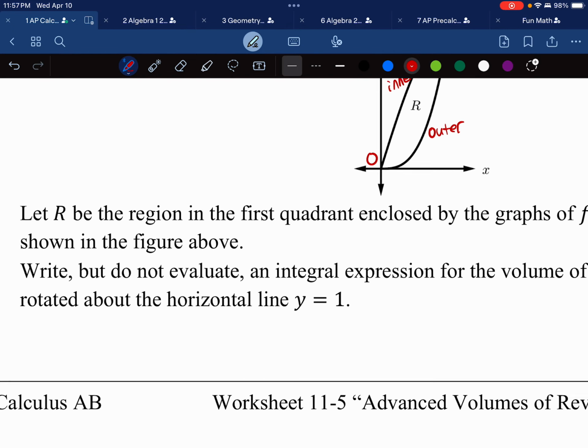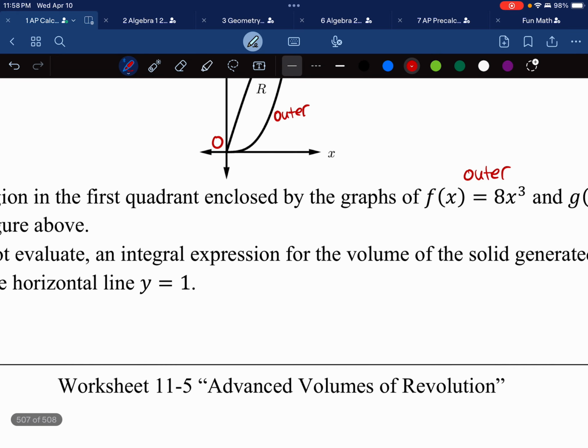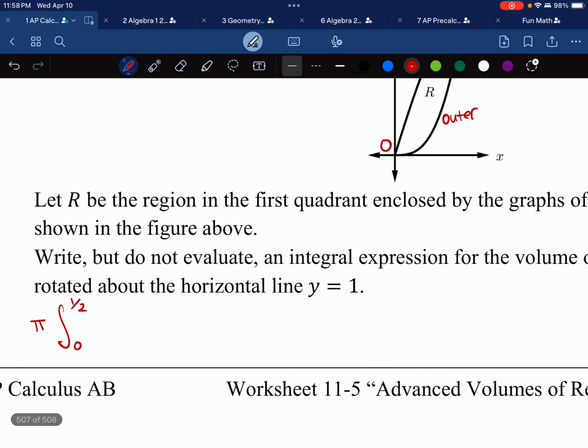So coming over here, applying all the pieces, we have pi. Don't forget pi. It's the integral between 0 and, is it 1/2? It is 1/2. From 0 to 1/2, and then my outer function is the x cubed, right? Or 8x cubed. 8x cubed, we're going to subtract the horizontal line 1. That entire quantity is going to be squared.